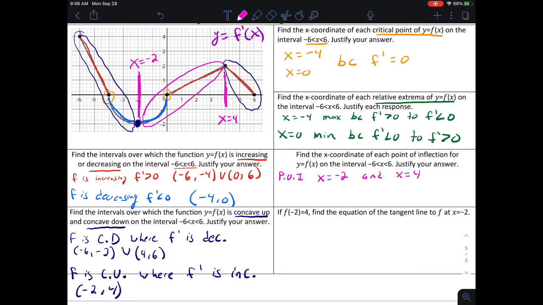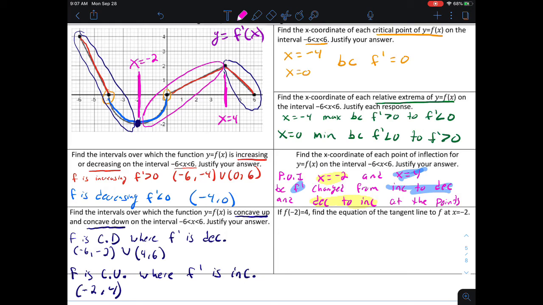And our justification will be because the slope of our first derivative changed from decreasing to increasing or increasing to decreasing at those points. And what I did was I highlighted it there so that you could see that at x is equal to -2, the first derivative changed from decreasing to increasing. That's how we knew. And then at x is equal to 4, the first derivative changed from increasing to decreasing.